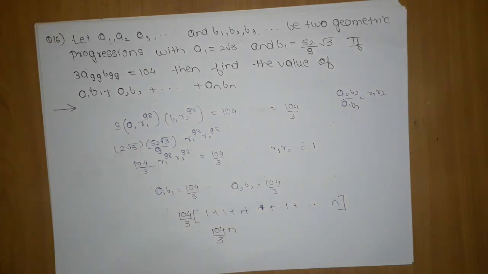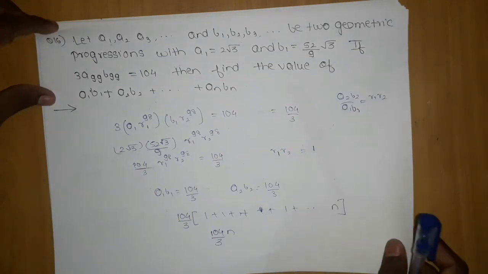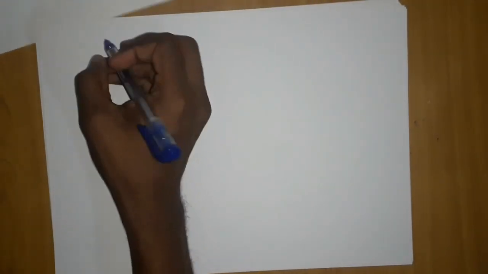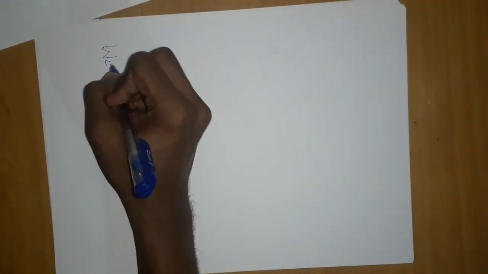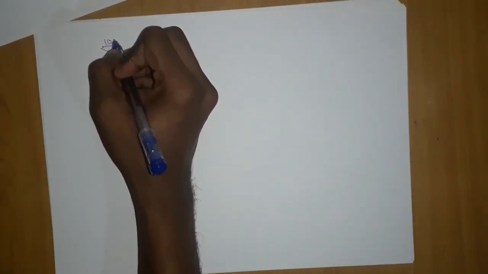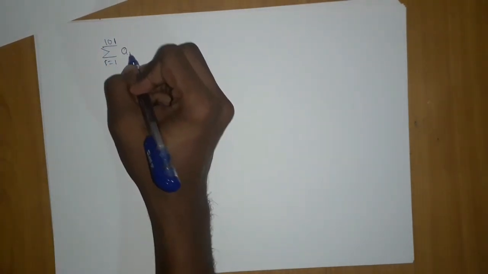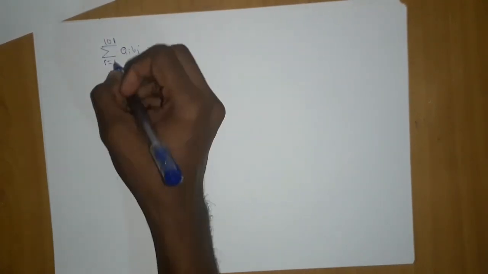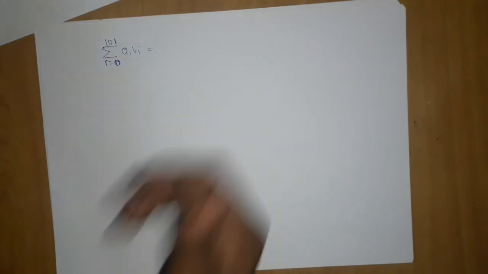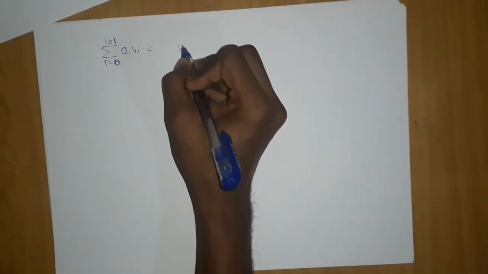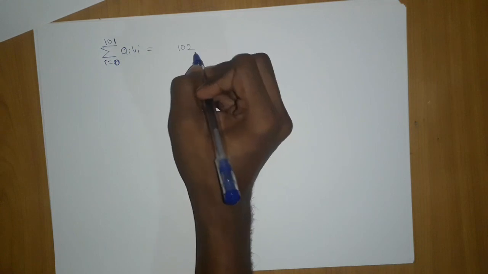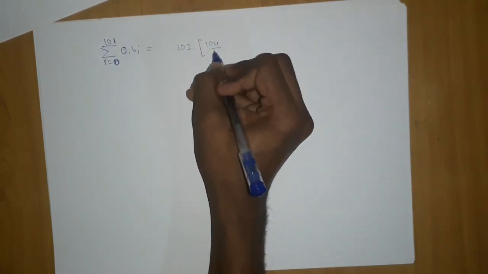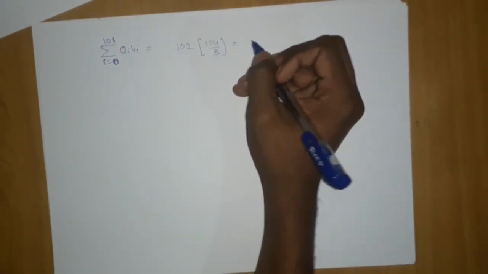Now this question has some error. They have given the wrong answer. The question is wrong. If it was like this, finding i equals 1 to 101, then what, ai into bi, how many terms would it have? i equals 0 to 101, it would have 102 terms. Then if we would have taken 102 times, it will be added, and we would take 104 by 3 common. And after this we would have got the answer.